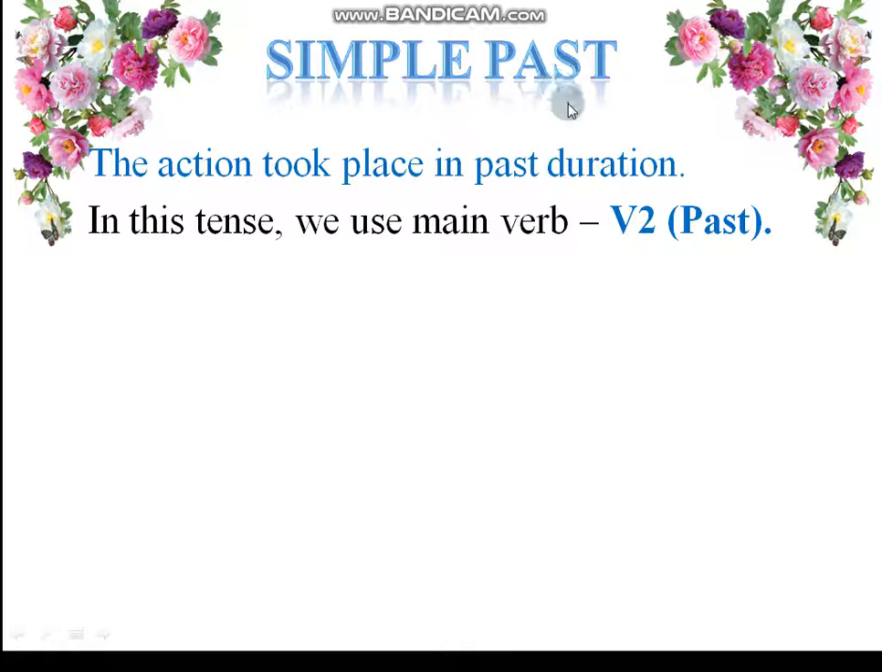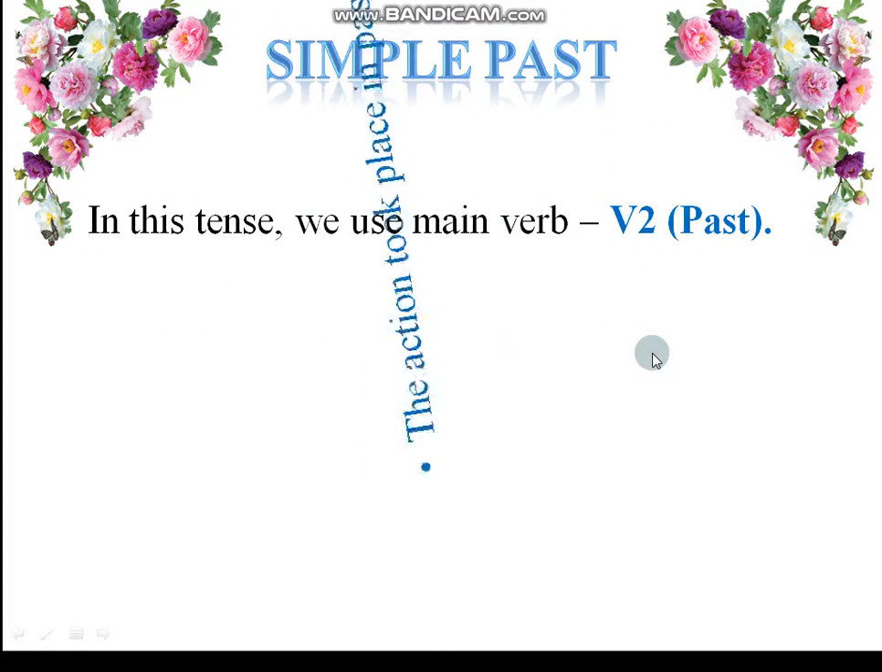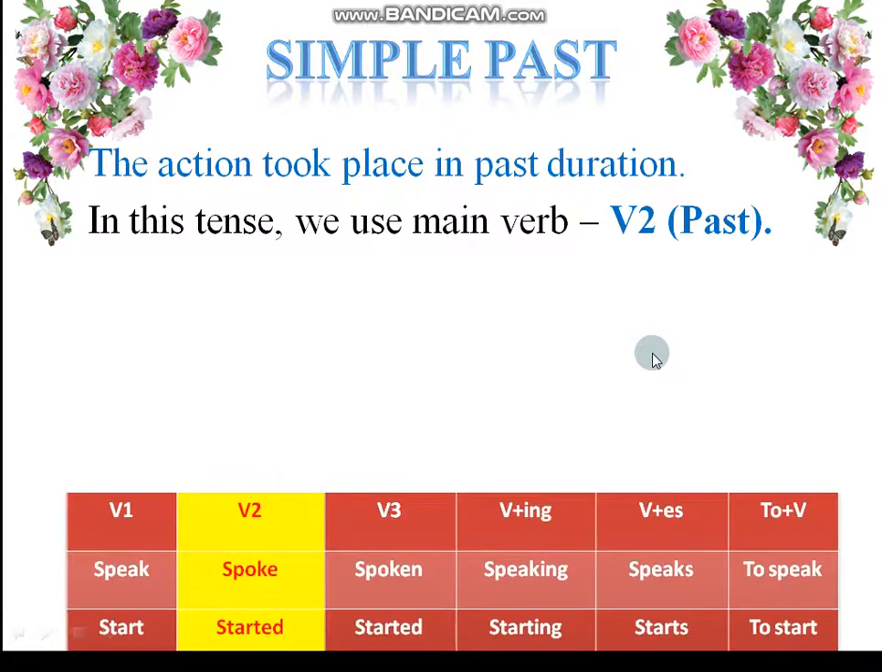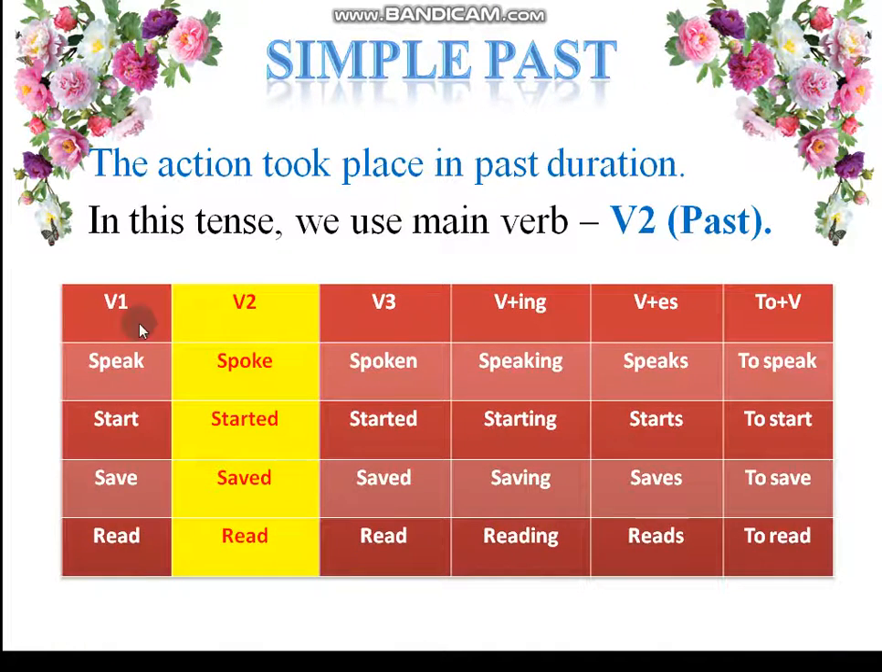Now if you compare simple past tense, there is no such confusion. We don't have two types of main verbs to use here. We only use one type of verb, that is V2 form, in the second column. See there, V1 is present tense, V2 is past tense, V3 is past participle form. Do you remember? Now we are going to use that in the simple past tense. Always we use the V2 column.